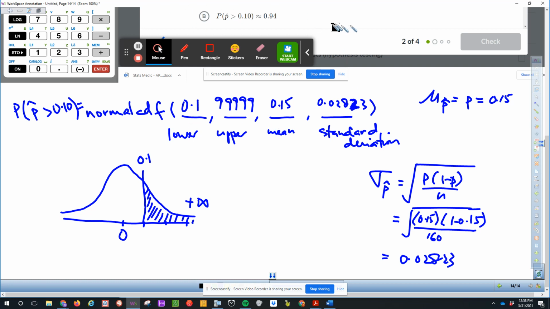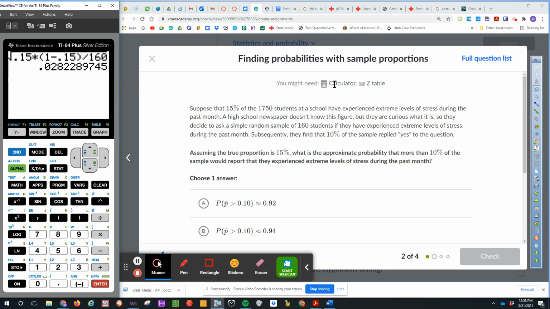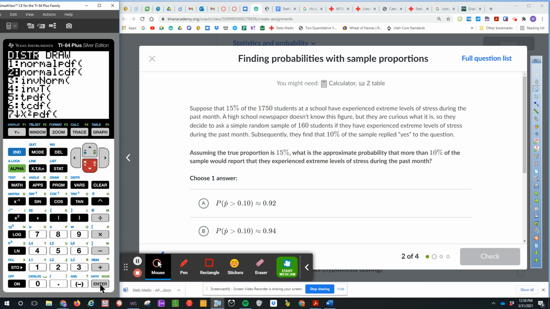So how do we do this? Right, so I hit second, and then go to vars, and then go to normal CDF. That's where you can calculate probabilities involving normal distribution. You press enter, they'll ask you 4 things here. Lower is 0.1, right? And then my upper is 99999, and then the mean is 0.15, isn't it? My mean, my population proportion is 0.15, and then my standard deviation here is 0.02823.